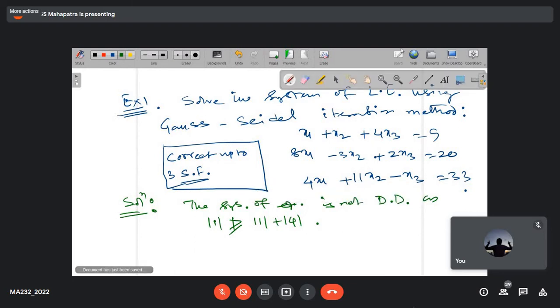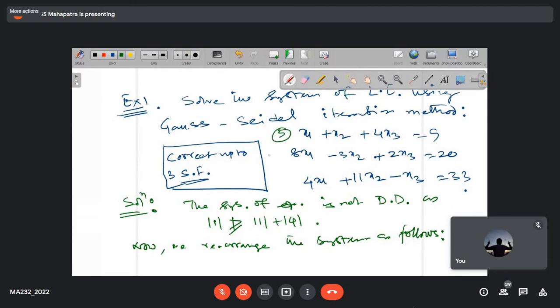Now what we have to do? Now we rearrange the system as follows. So this one will be third, this one will be first, this one will be second. Hence I am not writing here 3 1 2. You should not use my technique. You should not write 3 1 2. You should write the equations.